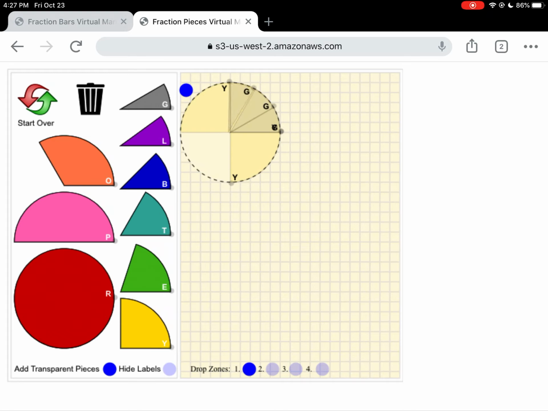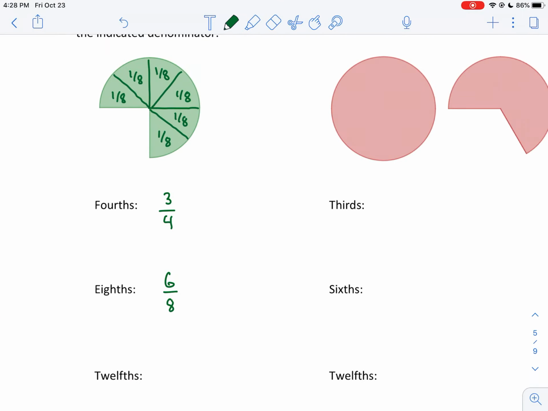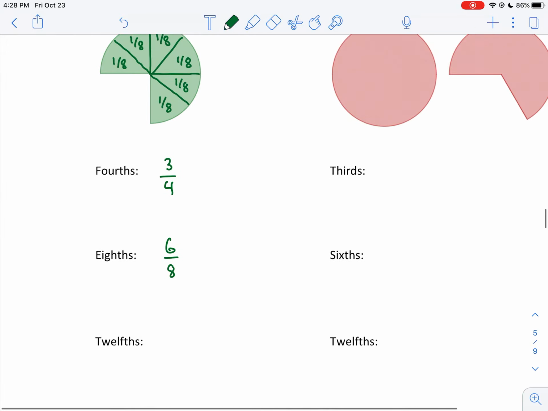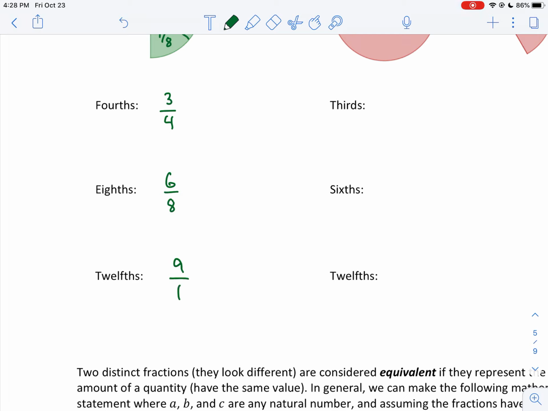So 1, 2, 3 twelfths covers one of the fourths. So another 3 should cover the next fourth. And then this will have to be rotated over here. And then the last 3 will cover the last fourth. Okay, so each fourth has 3 twelfths in it. So we need a total of 9/12 to cover. And I'm not going to redraw that here for time's sake, but we can see that 9/12 is what's needed.